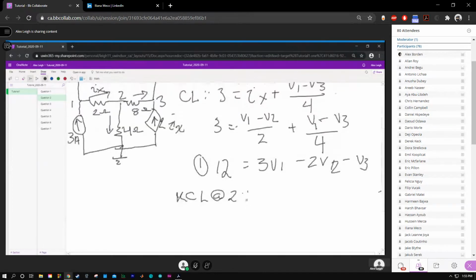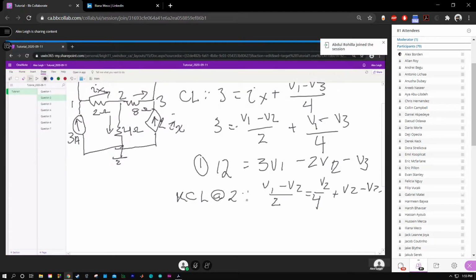So I'm going to say here that Ix enters, and we know that Ix is V1 minus V2 over 2, so that enters. And then what's exiting? We have V2 over 4 going that way. And then we have V2 minus V3 over 8 as well.